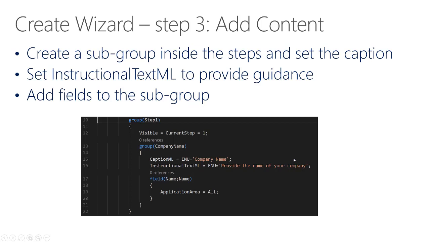I want to just point out that this screenshot is an old screenshot because we no longer use ML and ENU. So you would just have caption equals company name, and then the US English caption would be contained within the translation file. Remember how that works. Then we have a field. So we add the field name to the group company name, and we set the application area to all. Remember the application area, we have to set that, otherwise you will not see this at all.